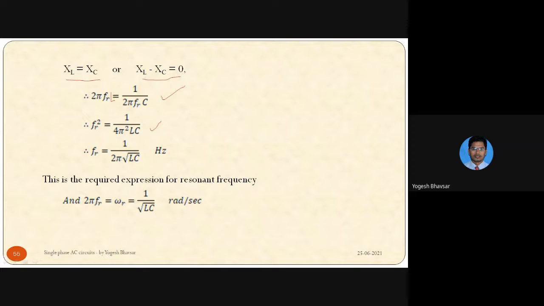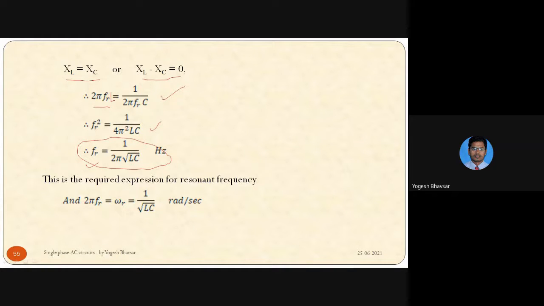Now just take the square root on both sides. So we have Fr square, Fr is equal to 1 by, this 4 pi square becomes 2 pi and LC becomes under root of LC. So this is the expression for resonance frequency. It's quite simple. You just consider XL is equal to XC. This condition, you can put the value 2 pi FL, 1 by 2 pi FC. Just rearrange it. You will get Fr is equal to 1 by 2 pi under root of LC.